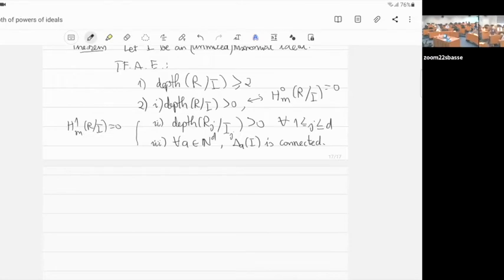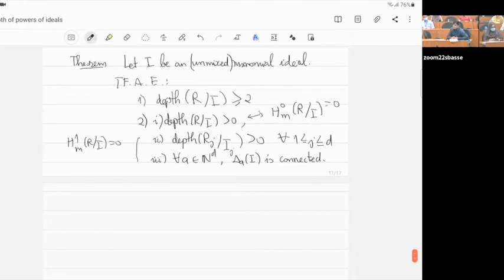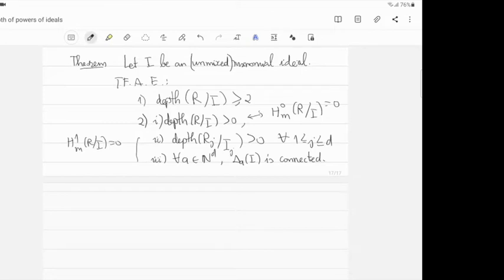Apart from this result, does unmixedness imply something in this particular construction of the depth computing? Most of the cases in all your explanation. Yes. So there's a result that I need unmixedness, but I will state it now. So here is a result that I will need unmixedness.